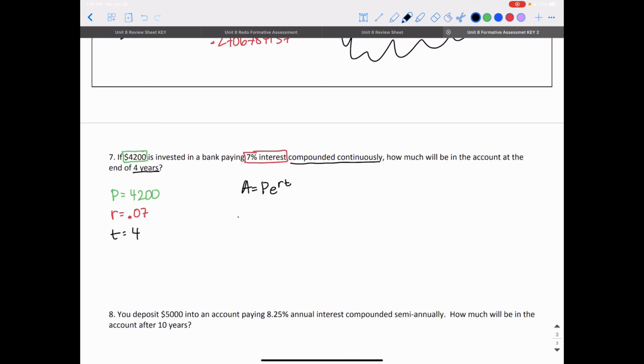So I have A is equal to 4,200 times E to the 0.07 times 4 power. And that gives me A is equal to 4,200 times E to the 0.28 power. I do E to the 0.28 power in my calculator, then multiply by 4,200, and I'm going to end up with $5,557.15.